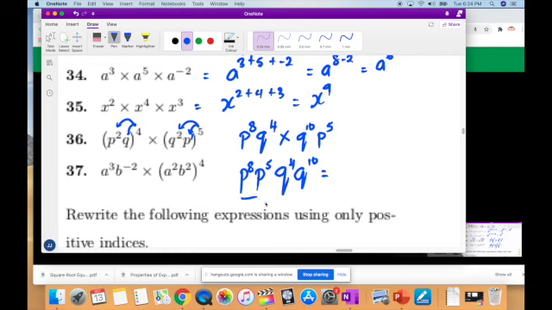So obviously I can just add my p's now, and I can add my q's now. So it'll be p to the power of 8 plus 5, and that being multiplied by q to the power of 4 plus 10. So 5 and 8 is what? 8, 9, 10, 11, 12, 13. So that's p to the power of 13 times q to the power of 14.